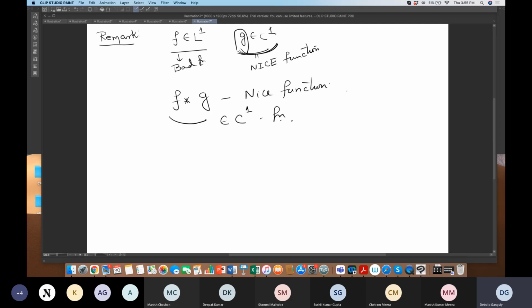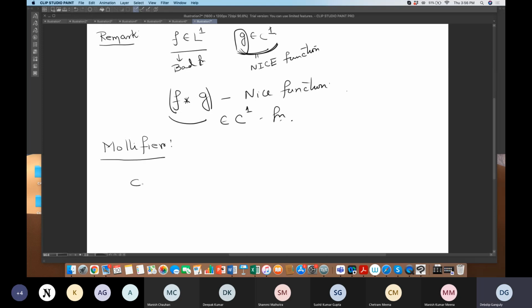This is the beauty of convolution. One function is bad, a very rough function, it can be very, very bad, and another is a nice function. If you convolve these two functions, it will be a very nice function. This is one of the reasons that this is a very interesting operation. Now we will see there is something called a mollifier. I will define what a mollifier is.